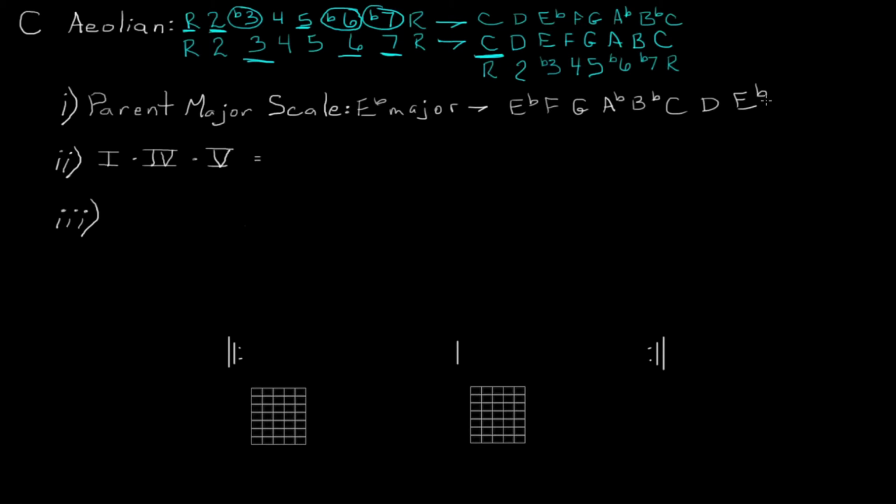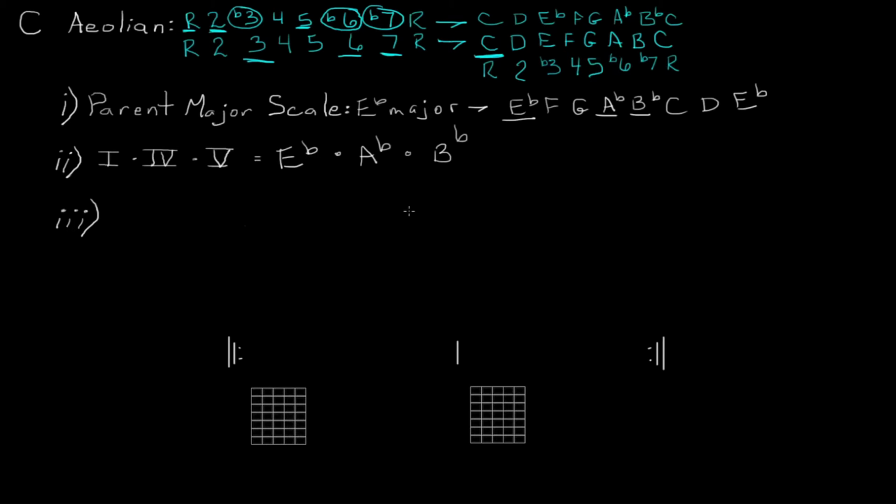It's important that you get the key signature correct, in other words, the correct flats in this case, because that's going to allow you to get the chords right for step number 2. Step number 2 is to determine what the 1, 4, and 5 chords are. So it's going to be E flat, A flat, and B flat. And all 3 of those chords are major.